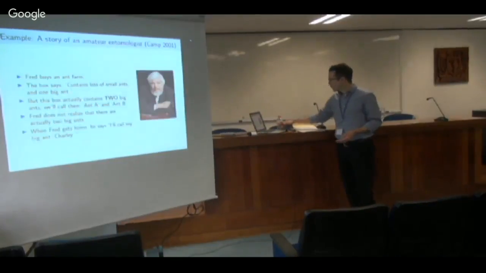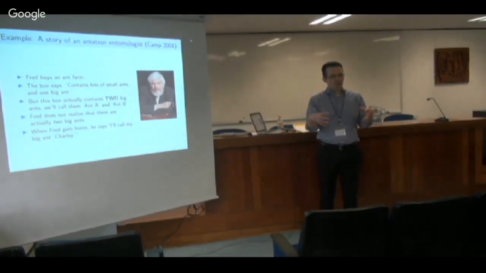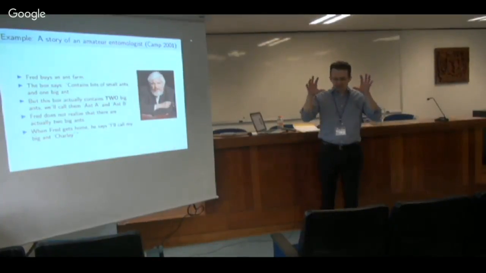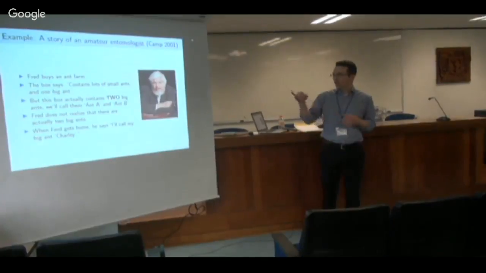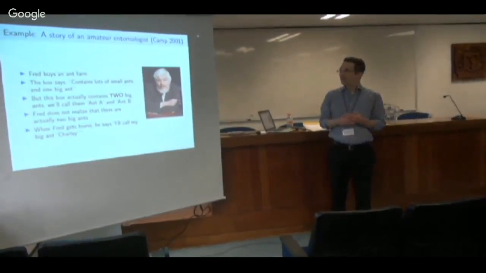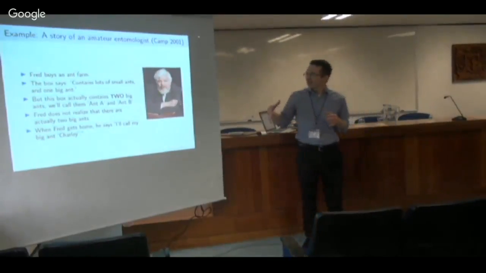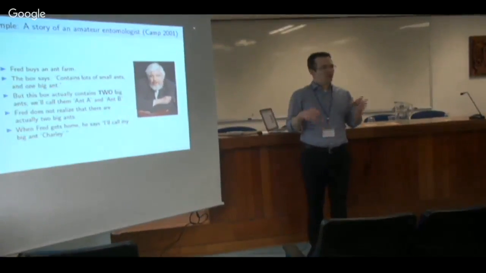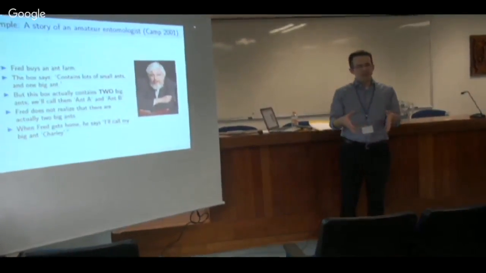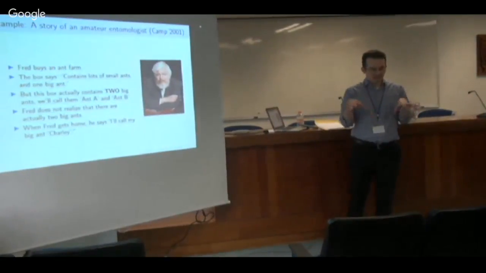Okay. So the key concrete example I'm going to use to fix ideas and to help us have a concrete thing to latch onto, I take from Joe Camp. He wrote a book called Confusion almost 20 years ago now. Oh, wow. And he has a story of this person named Fred. Fred goes to the pet store. And in the pet store, they sell ant farms. The ant farms come in a box. You can't see inside the box.